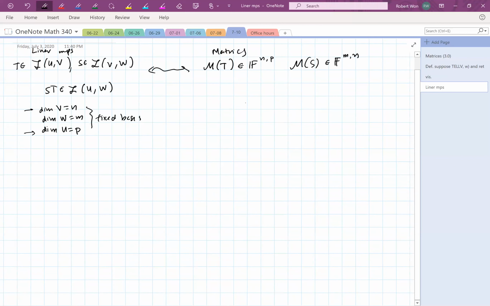And the composition st, this is a matrix. This thing goes from p-dimensional to m-dimensional, so it's an m by p matrix. So here I have three different matrices, potentially all of different sizes if m, n, and p aren't all the same. So the question is, how are these matrices related? How is this matrix and this matrix related to this matrix?